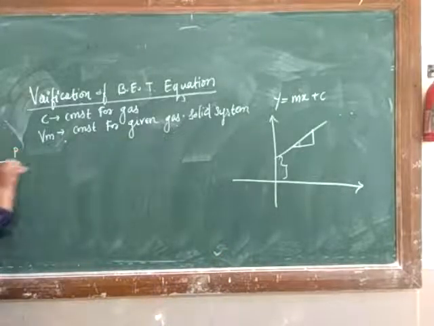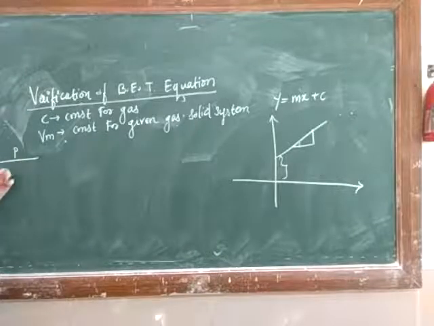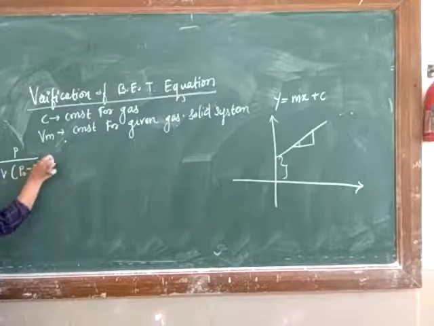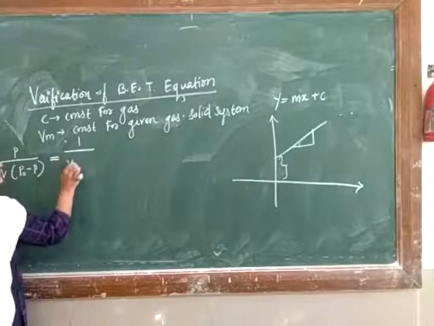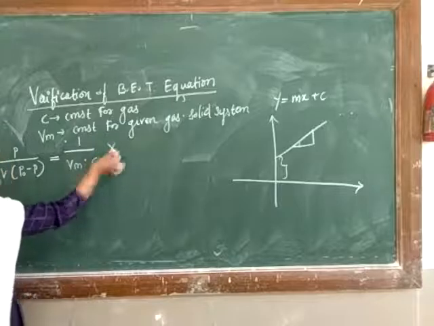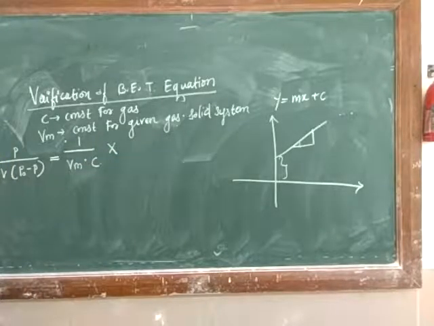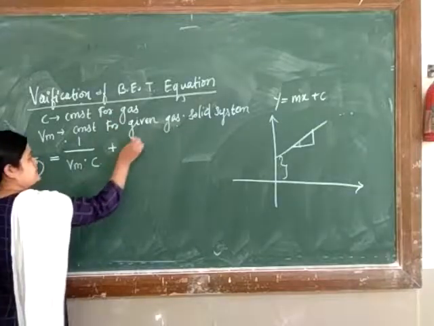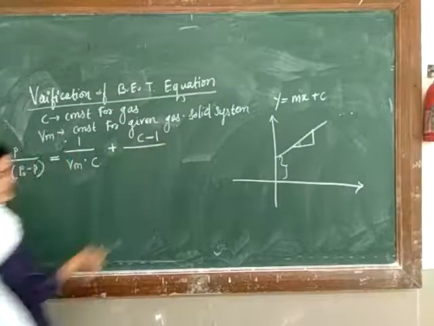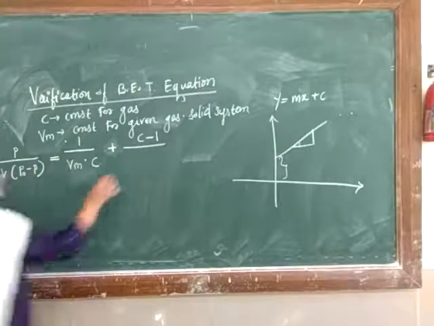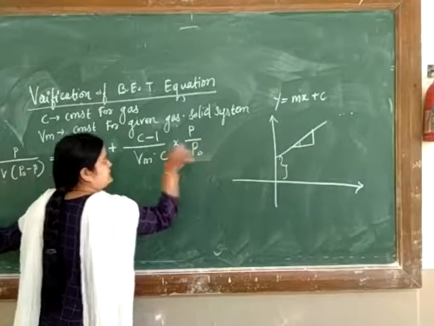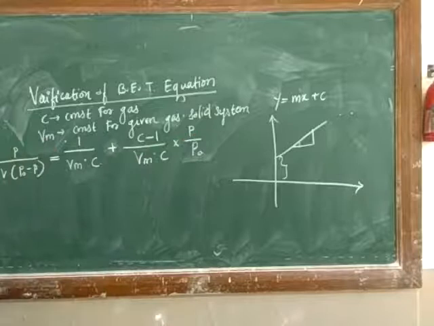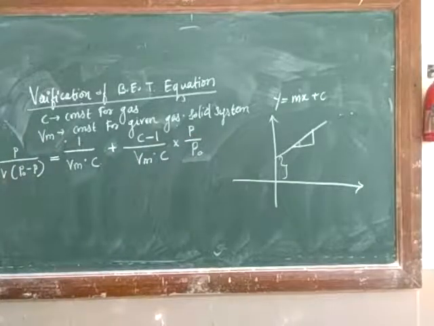P upon V into (P naught minus P) is equal to 1 upon Vm into C, plus (C minus 1) upon Vm into C, into P upon P naught, and this particular equation is in the form of Y is equal to mx plus c. So let's see the terms which are present over there.